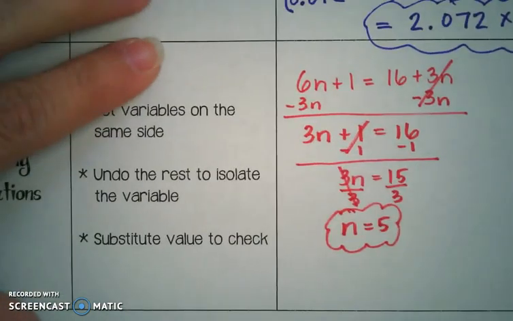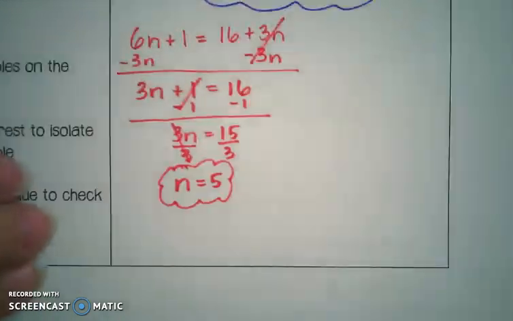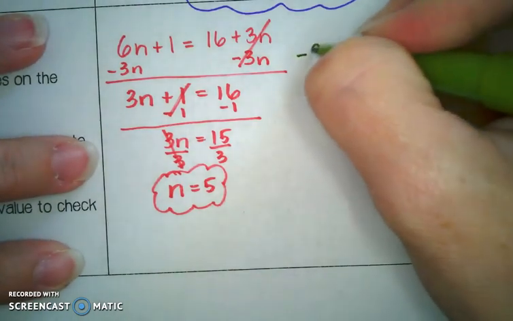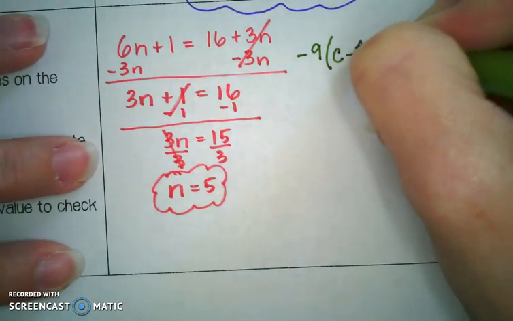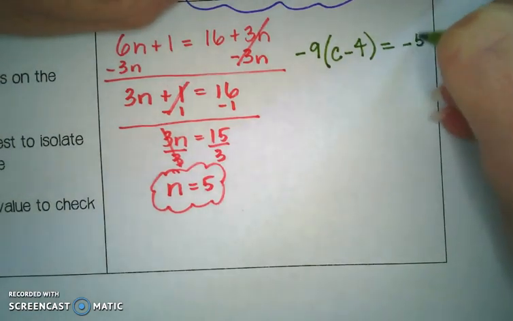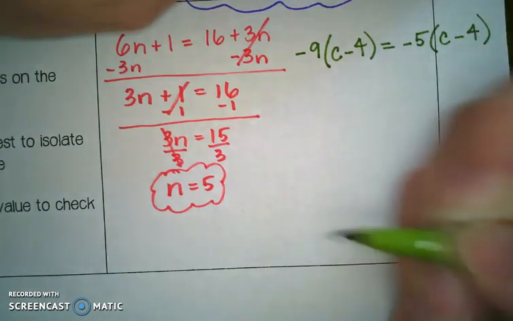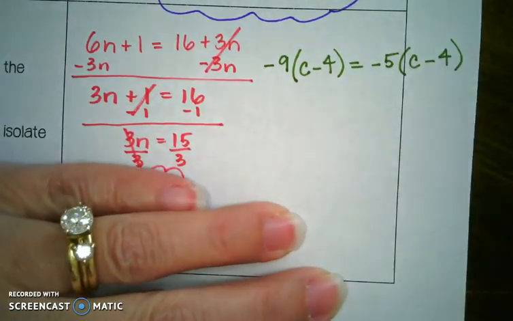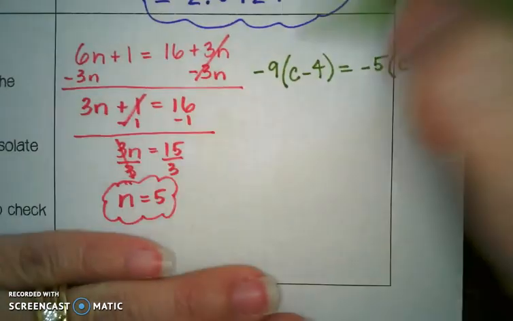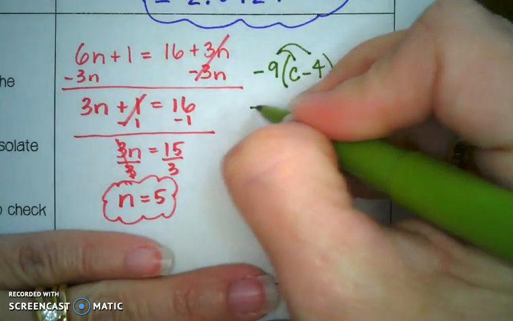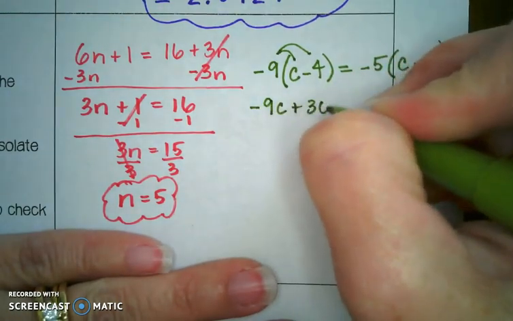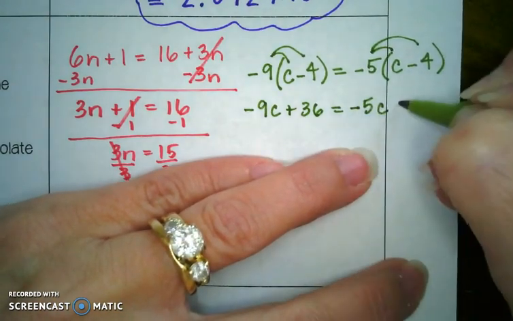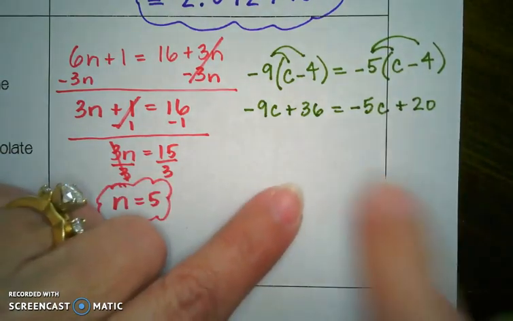All right, very quickly, I want to try and see if I can get one with distributive property worked out. If the video ends, we're just going to go with it. But let's try -9 times c minus 4 equals -5 times c minus 4. Okay, so first thing, when we have parentheses, that means distributive property. So what we're going to do is distribute the -9. So -9c plus 36. On the right side, we're going to distribute the -5. -5c plus 20. And now this problem is just like this problem.